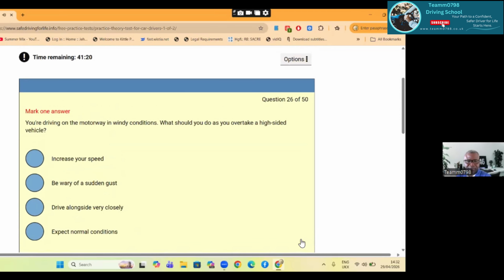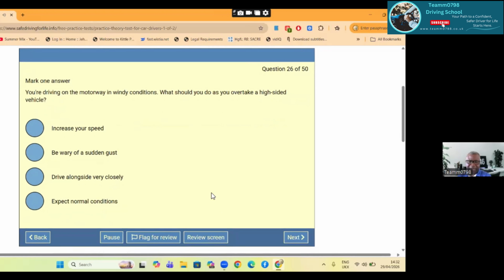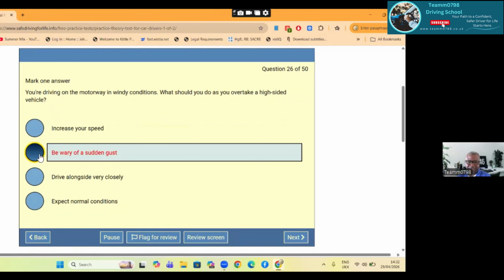Mark 1 answer. You're driving on the motorway in windy conditions. What should you do as you overtake a high-sided vehicle? Okay, so increase your speed. It's a very bad idea. Be wary of a sudden gust. That's the correct answer. A sudden gust. Okay. Do not expect normal conditions. No, sudden gust. Okay. Remember, the lorry is blocking the wind. Suddenly, when you overtake, that sudden gust will be there.